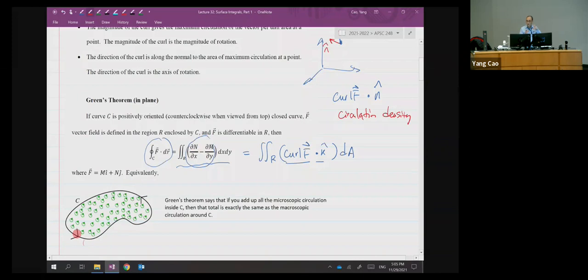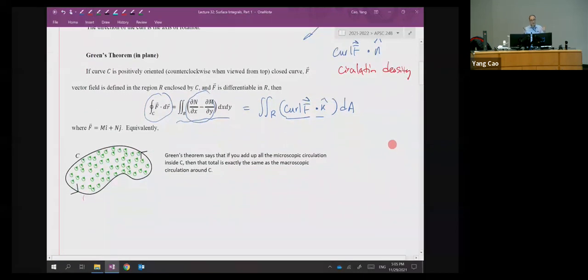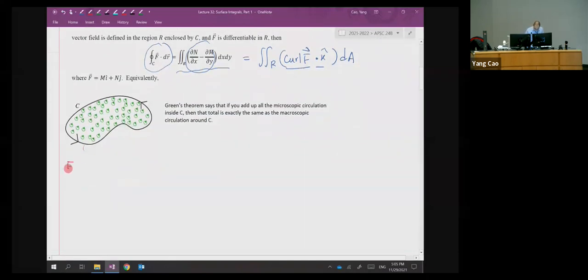Right, so there's a connection here between the microscopic circulation, those green ones, and the macroscopic circulation over the curve C. And later we're going to learn Stokes' theorem, which is actually going to be in 3D space. This one, Green's theorem, rather, is in the plane. It's an in-plane case, it's 2D. So let's look at an example for Green's theorem, and then we can get on to a different topic.